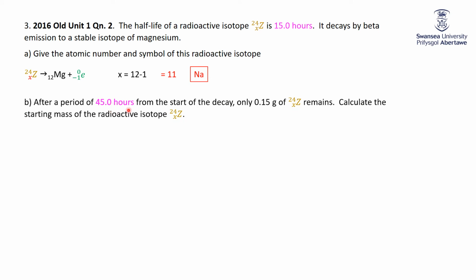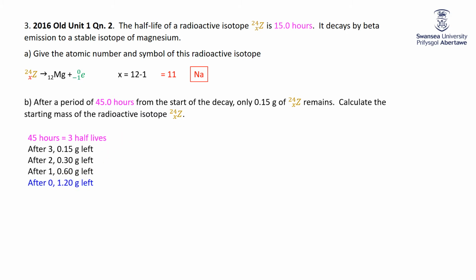Over a period of 48 hours, only 0.15 grams of this remains. Calculate the starting mass. Well, the half-life is 15 hours, so 45 hours is 3 half-lives. After 3 half-lives, you've got 0.15 left. So after 2 half-lives, you have twice as much as that, 0.3. After 1 half-life, you'd have 0.6. So after 0 half-lives, you'd have 1.2. As you go from 1 half-life to another, you divide by 2, so as we count backwards, we multiply by 2.